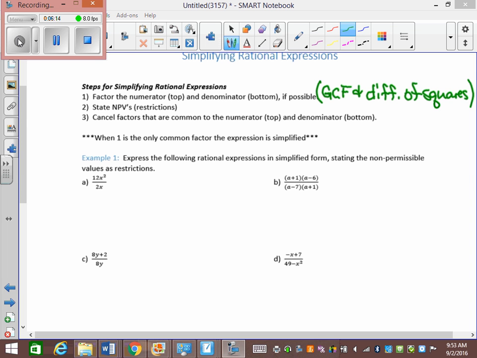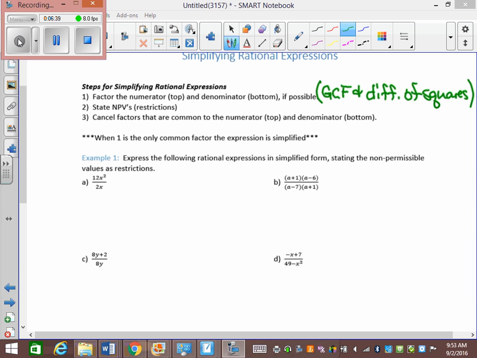That's the first thing you want to do, GCF, difference of squares. Then we say NPVs, because the last step is to simplify, to cancel off stuff that's the same. You need to say NPVs before you cancel. If you go to cancel with your pencil and you haven't said NPVs, slap your hand and say no. Yes, like that. And you state NPVs first.